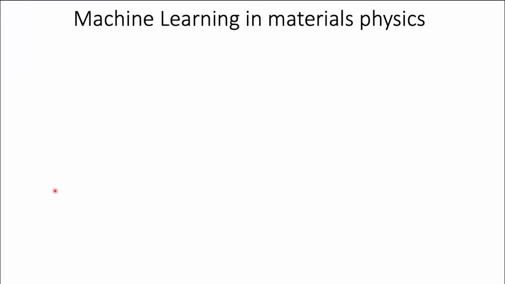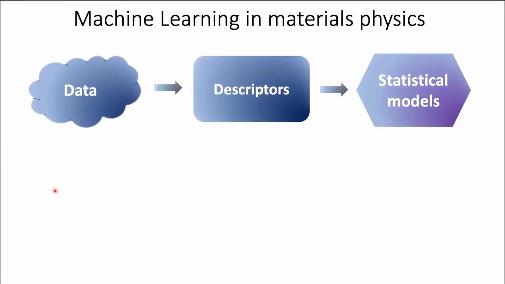Okay. All right, so let's talk about how we potentially can explore this vast chemical space using machine learning. And for this, let's dive a little bit into machine learning and how that works. So in machine learning, you need data, descriptors, and statistical models.